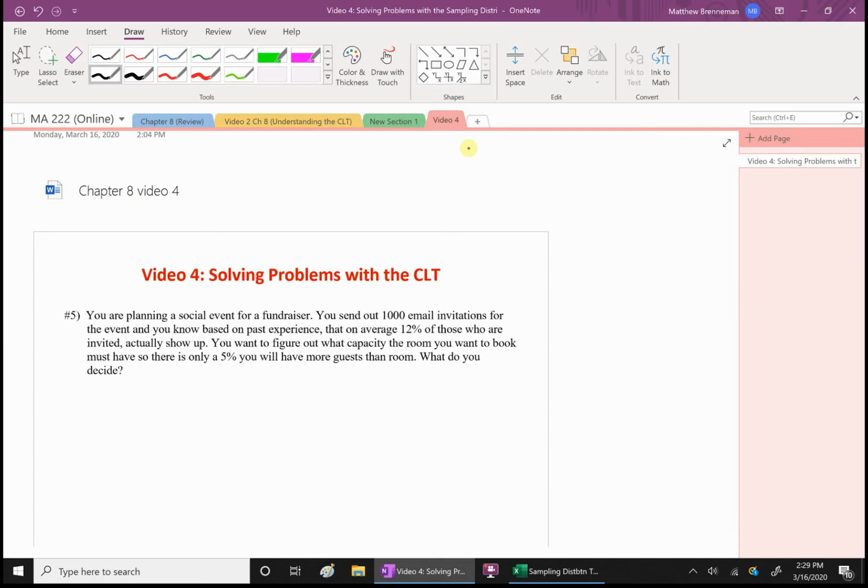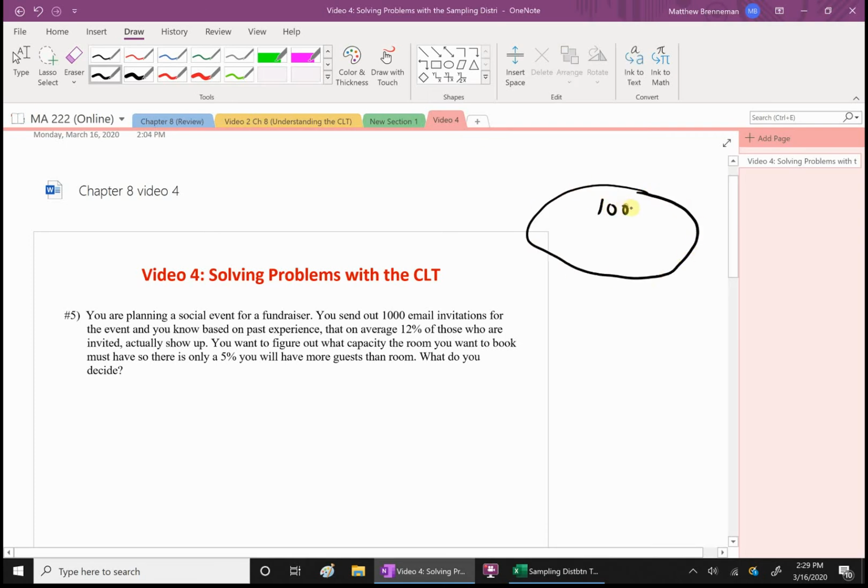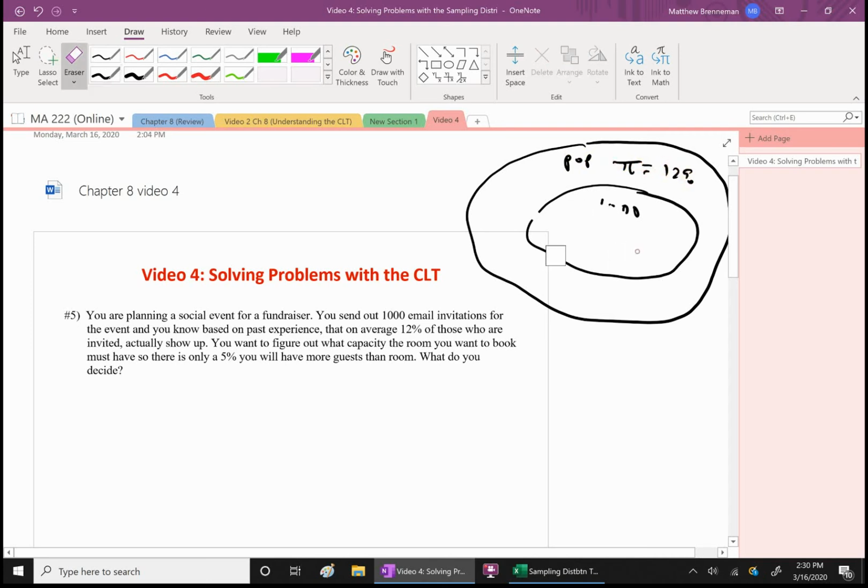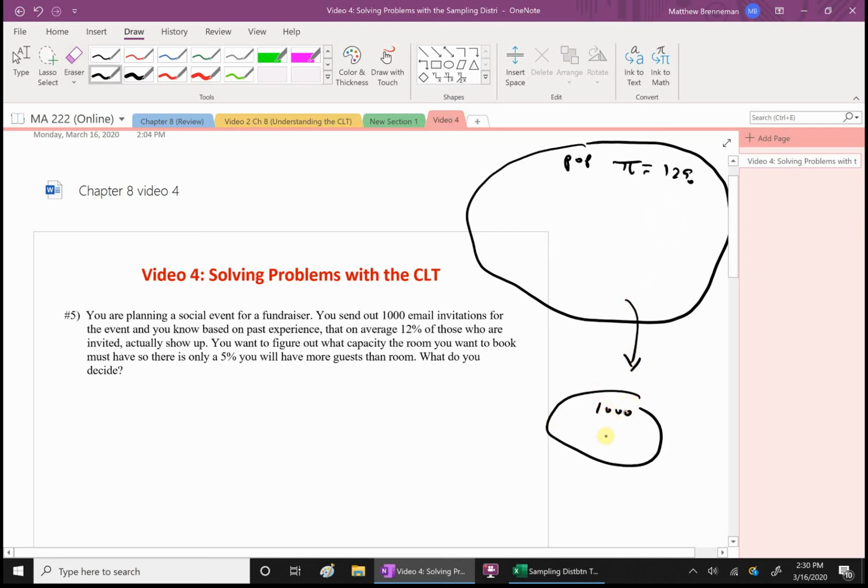So in this case, we send out 1,000 email invitations, right? So we have these 1,000 people here. And we know that on average, based on past fundraisers, 12% show up. So we know that in this whole population of everyone we could email, pi is 12%. And I take this sample of 1,000 people, so the thousand in my sample is not my population. Okay. And of course, there's going to be some percentage in that sample that show up.